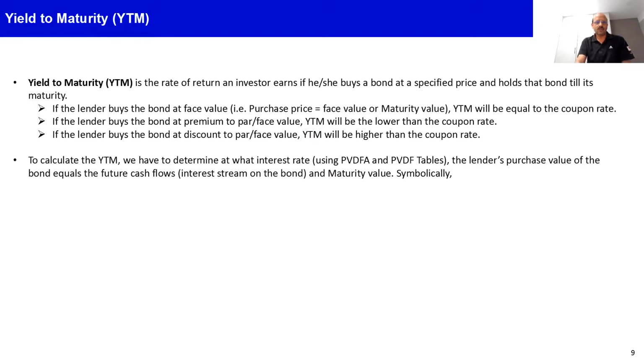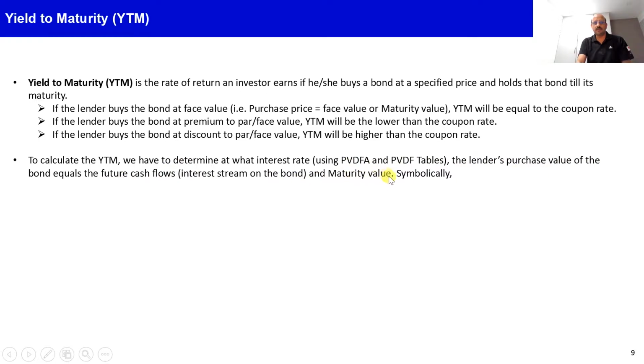Now, to calculate the YTM, we have to determine at what interest rate, using our PVDFA and PVDF tables, the lender's purchase value of the bond equals the future cash flows, which is basically the interest stream received plus the maturity value.